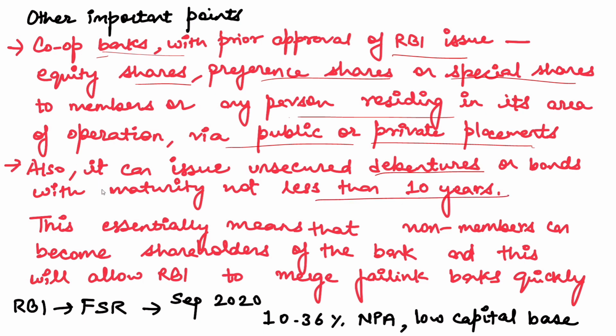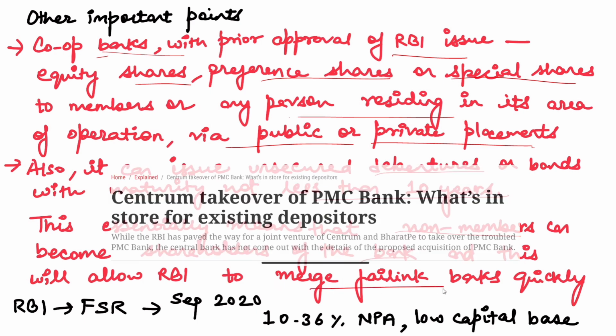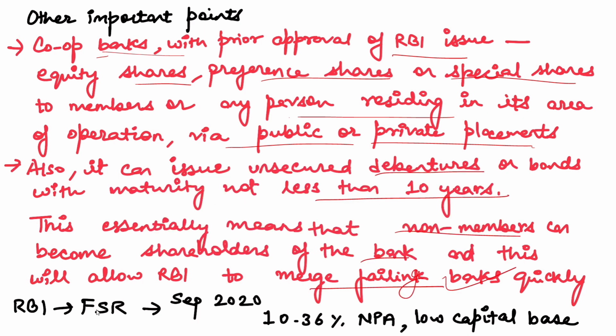The above two steps essentially mean that non-members can become shareholders of the bank, and this will allow RBI to merge the failing banks quickly. It is important to note that as per the Financial Stability Report of the RBI in September 2020, the NPA of the cooperative banks is as high as 10.36%. The cooperative banks also suffer from a problem of low capital base. So by being able to issue equity shares, they'll be able to raise some capital also.